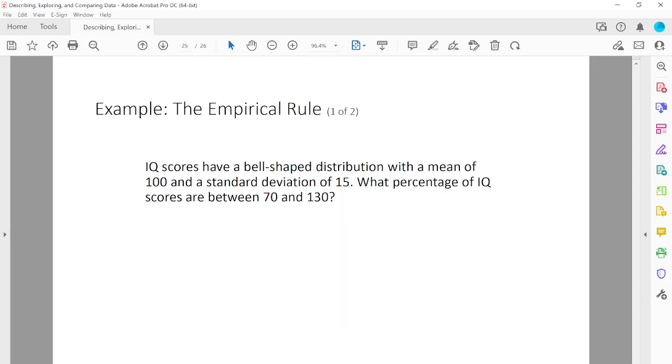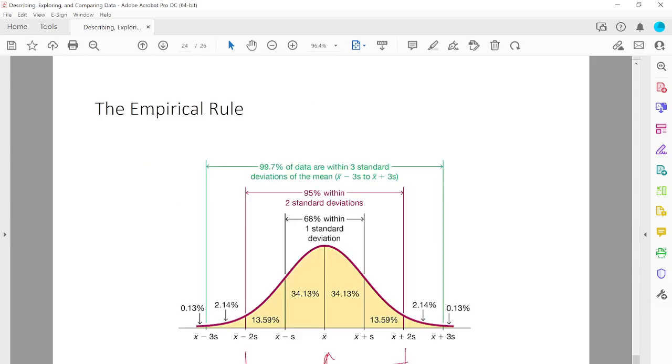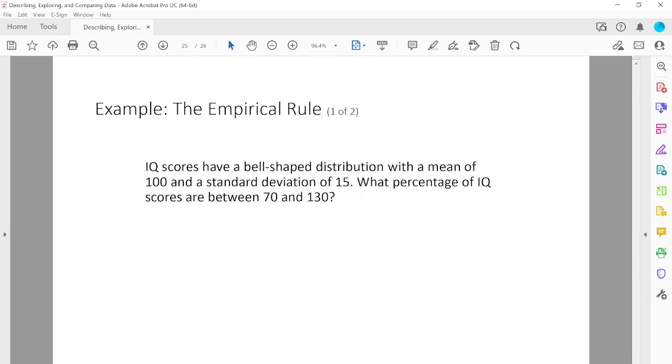Okay, so let's look at one example using this empirical rule. IQ scores have a bell-shaped distribution with a mean of 100 and a standard deviation of 15. What percentage of IQ scores are between 70 and 130? To find out the percentage, you always have to subtract the standard deviation from the mean. So here the mean is 100, the standard deviation is 15.